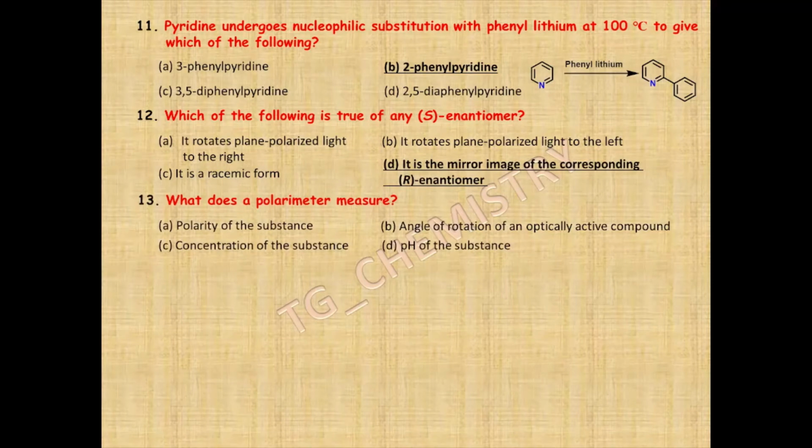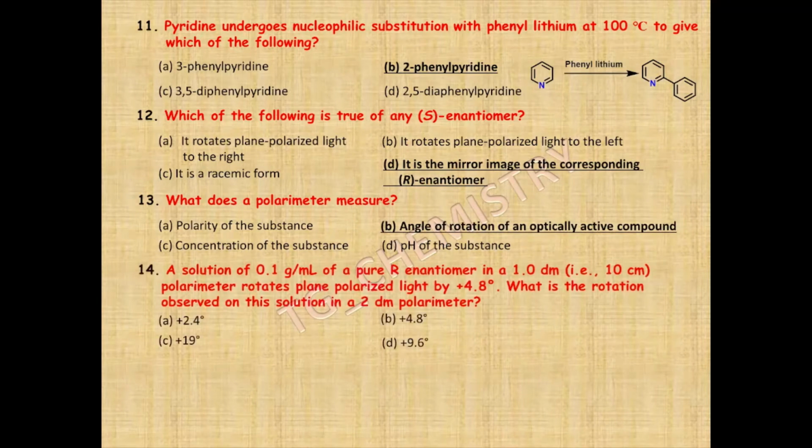Next question is, what does a polarimeter measure? Options are: polarity of a substance, angle of rotation of an optically active compound, concentration of the substance, and pH of the substance. Now among these four, polarimeter is used for measuring the angle of rotation of an optically active compound. That means option B is the right answer here.